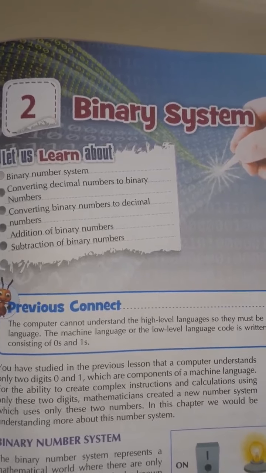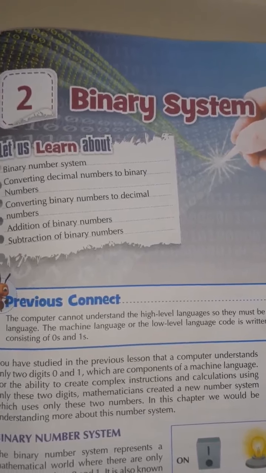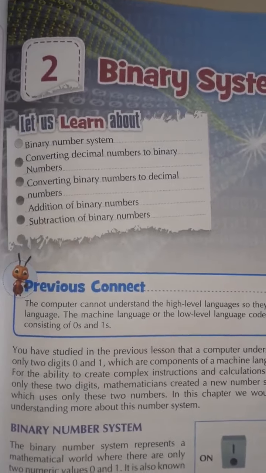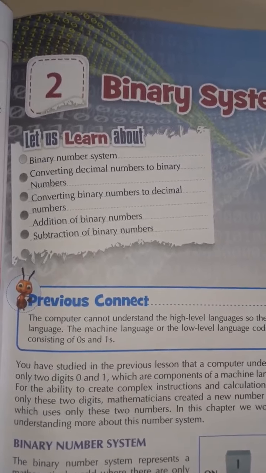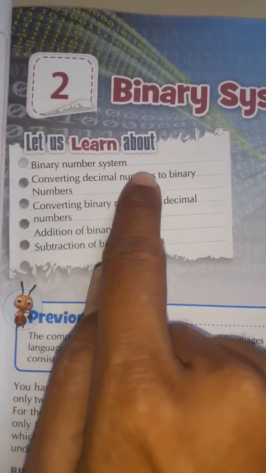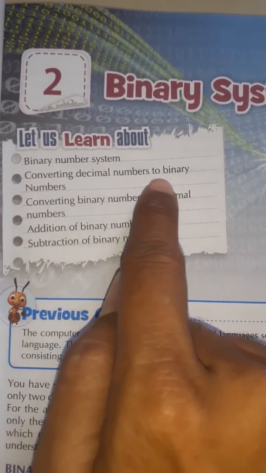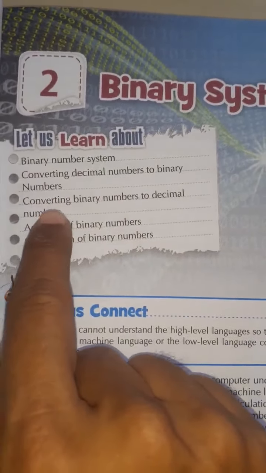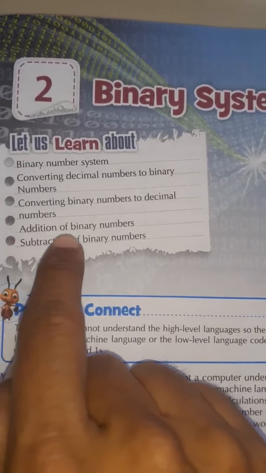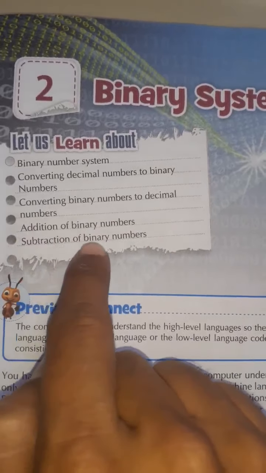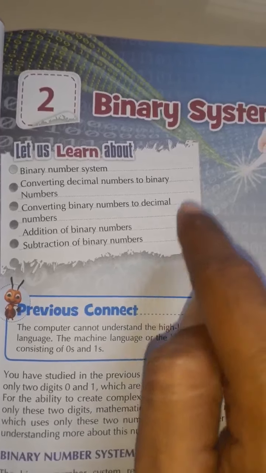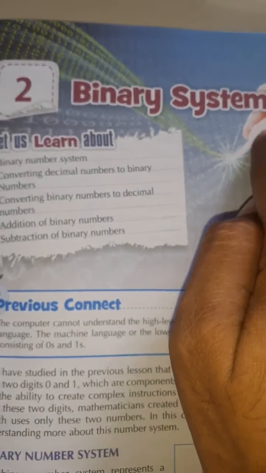In this session, we are going to learn the chapter 2nd, binary number system. In this chapter, we are going to learn the binary number system, converting decimal numbers to binary numbers, converting binary numbers to decimal numbers, addition of binary numbers and subtraction of binary numbers. So all these topics we are going to learn in the binary number system.